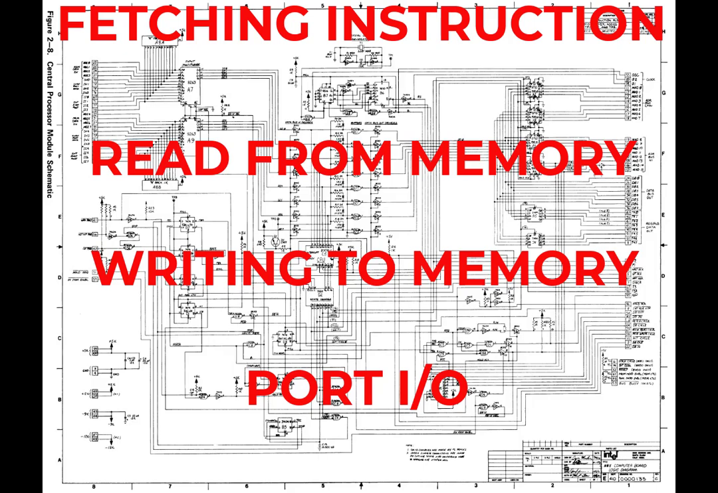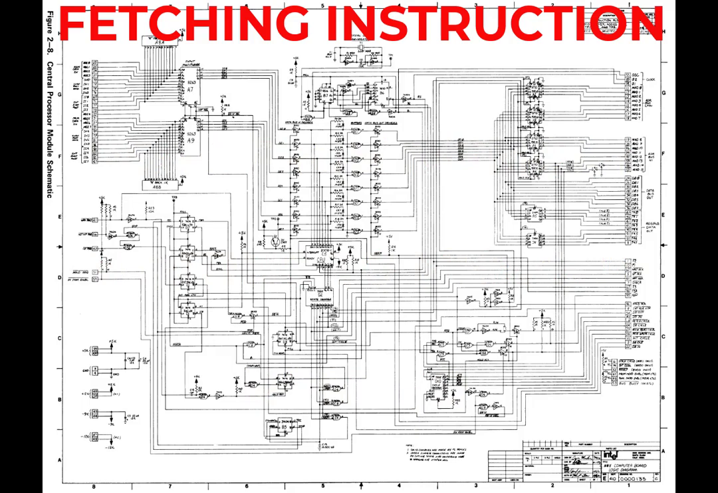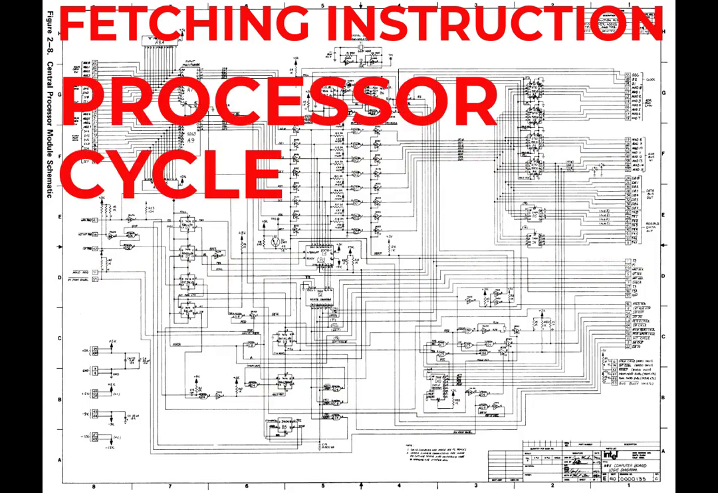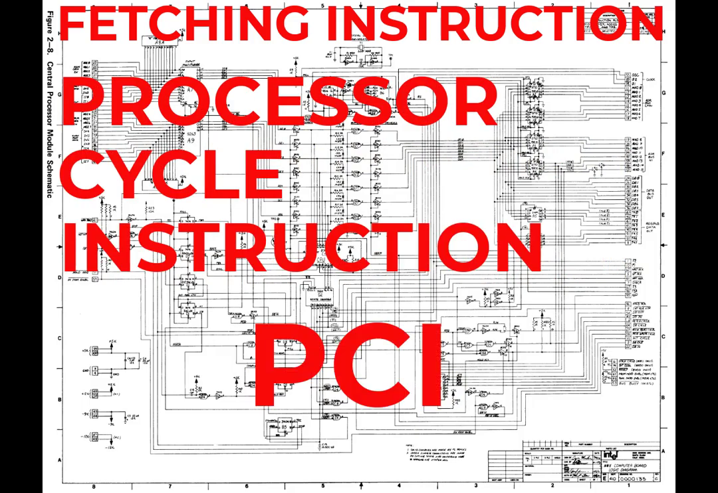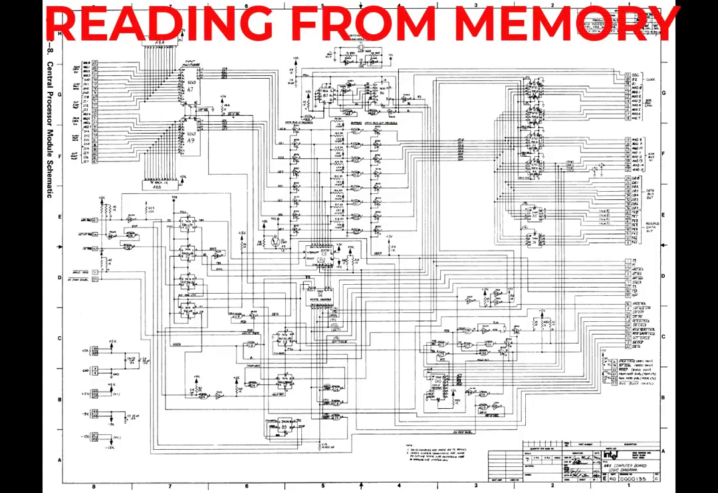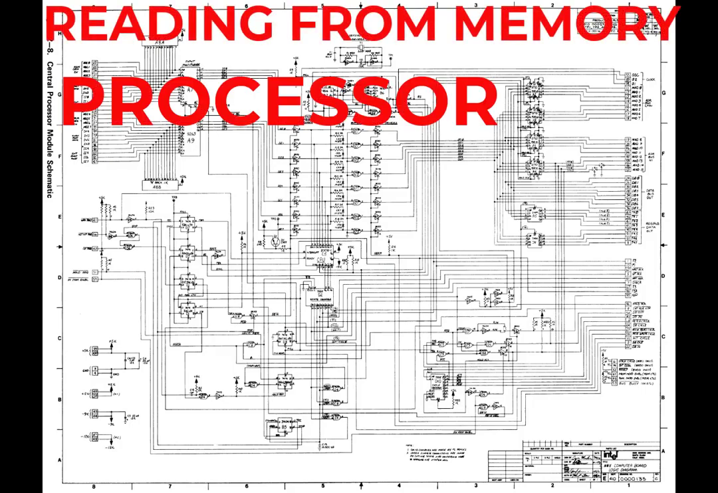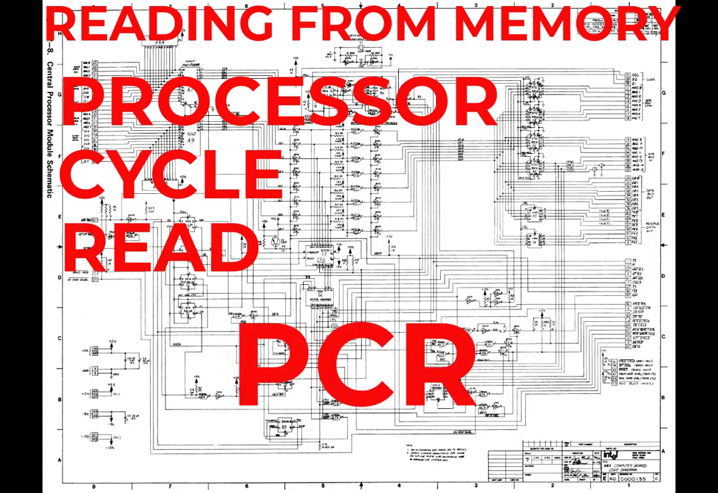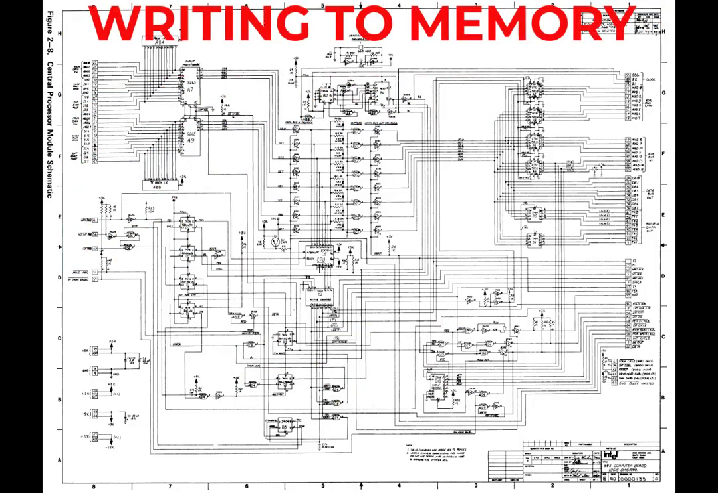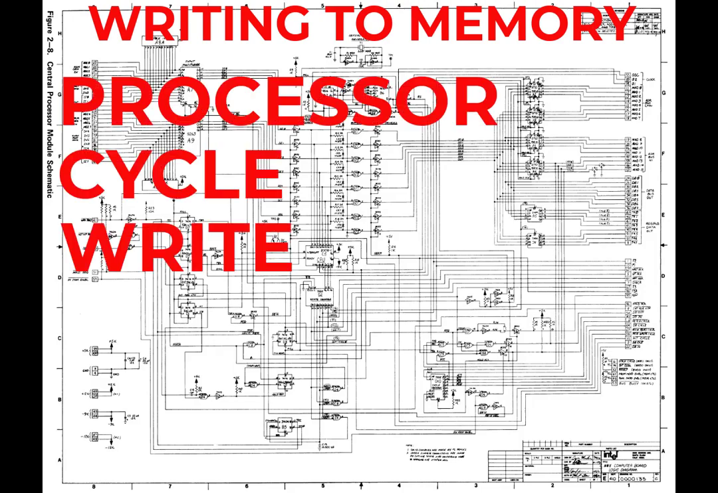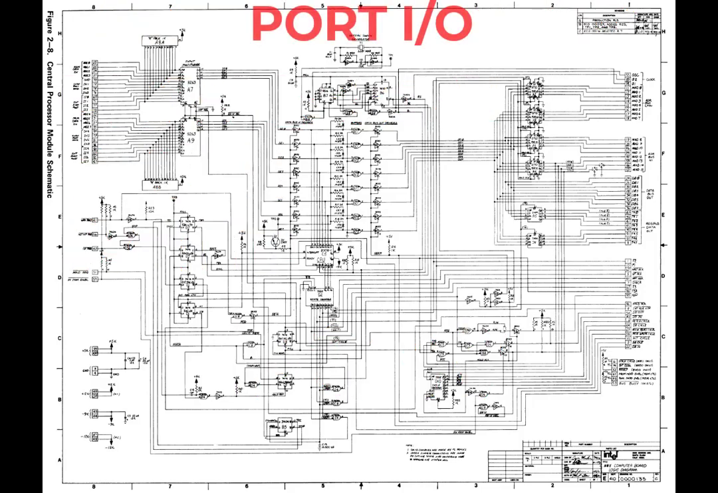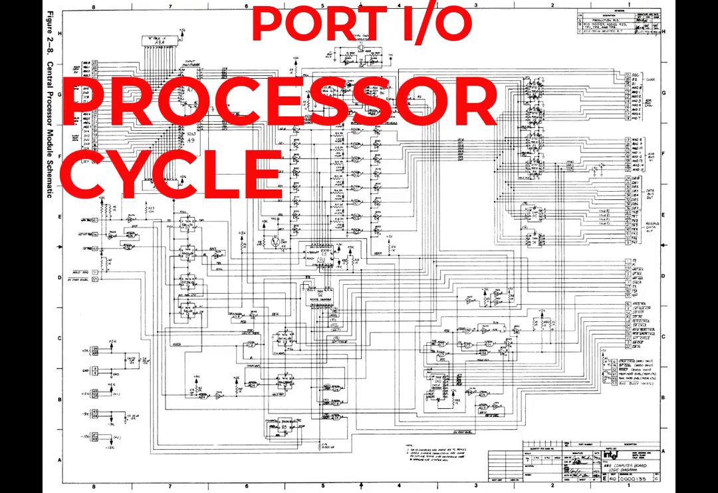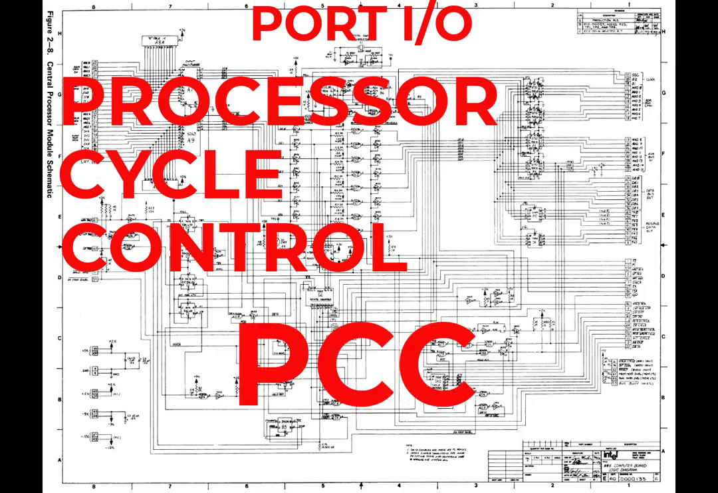If the processor is fetching an instruction, that subcycle is called a processor cycle instruction, or a PCI. If the processor is reading from memory, that subcycle is a processor cycle read, or a PCR. If the processor is writing to memory, the subcycle is called a processor cycle write, or PCW. And finally, if the processor is doing port I/O, the subcycle is a processor cycle control, or a PCC.